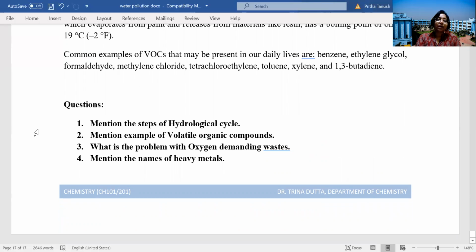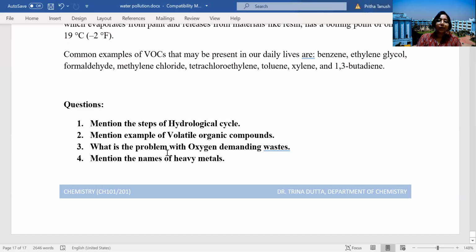If I ask a question like, mention the steps of the hydrological cycle, what will you answer? There are 6 steps you will answer. I hope you can answer. You will start from evaporation, then transpiration, then cloud formation, precipitation. In this way you will tell, and the last step will be runoff. Mention examples of volatile organic compounds. Just now I told you of different volatile compounds like ethylene, formaldehyde, benzene, tetrachloroethylene, toluene, xylene, etc.